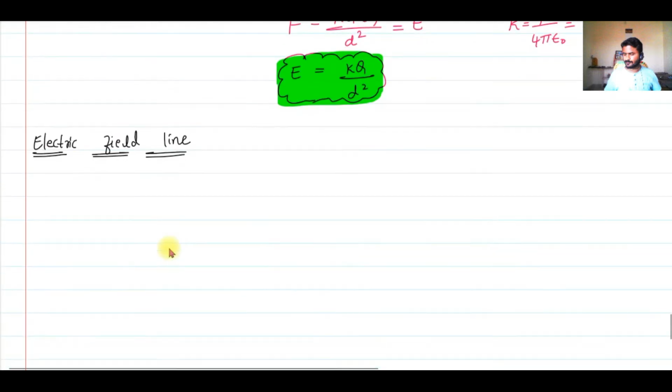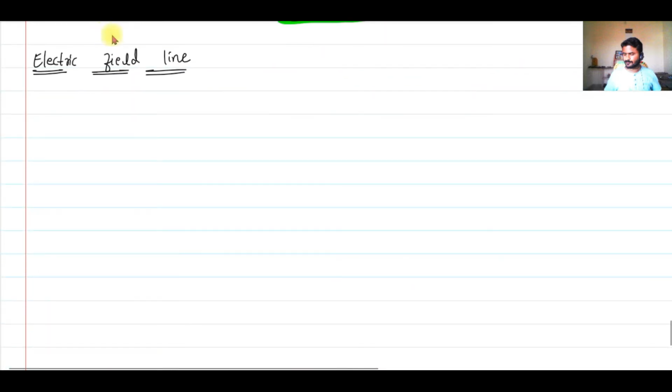So what are actually the electric field lines? Are there really lines around the charge? No, there are no lines really around the charge. They are only imaginary lines that we can visualize to understand in which direction a unit positive charge would experience a force. So electric field lines are nothing but imaginary lines.